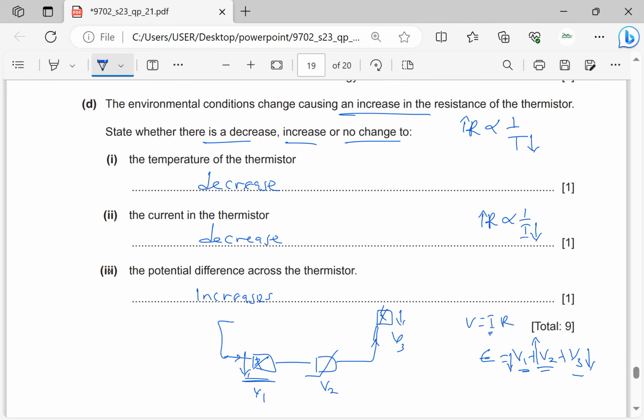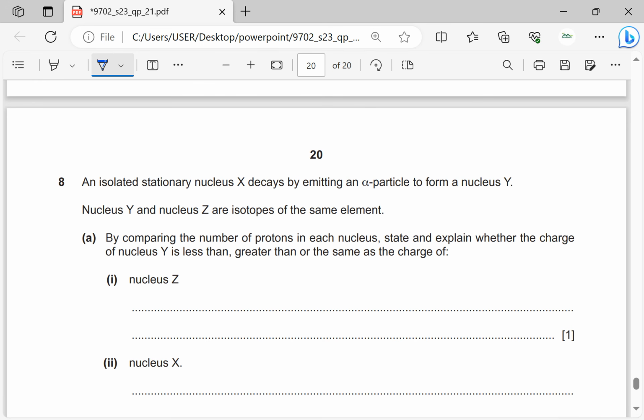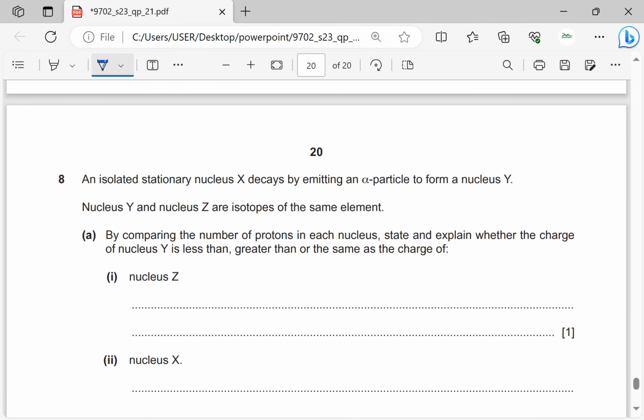I have said if this was 9.6 volts, the current through the circuit decreases. It means V1 decreases because V1 is I times R1. V3 also decreases, but remember the EMF must remain 9.6, so the PD across the thermistor must increase. So that one increases. And lastly, I have only 3 minutes because the paper is 1 hour and 15 minutes.